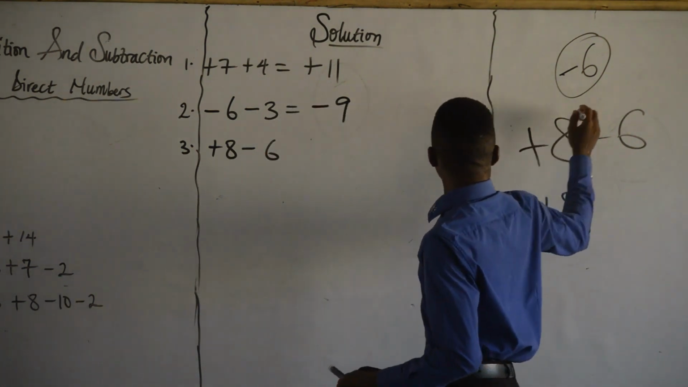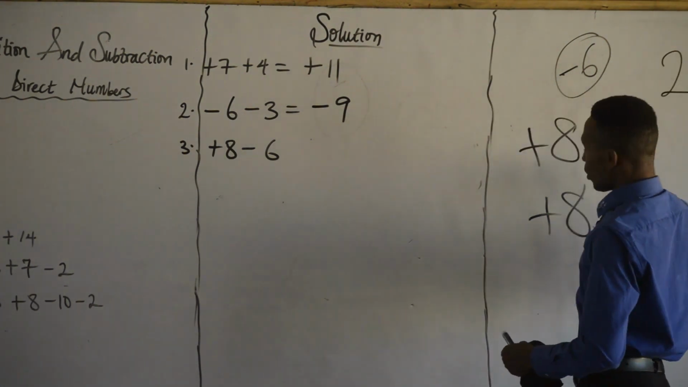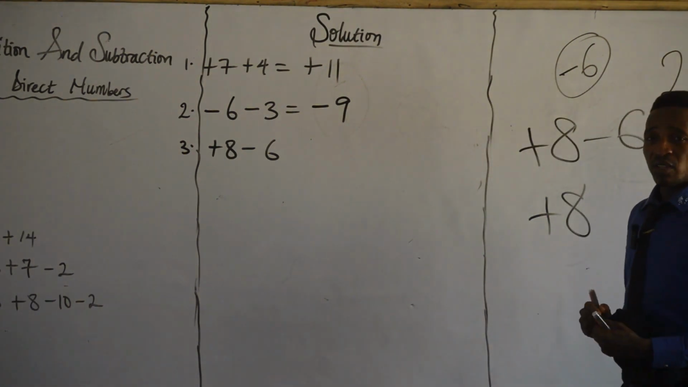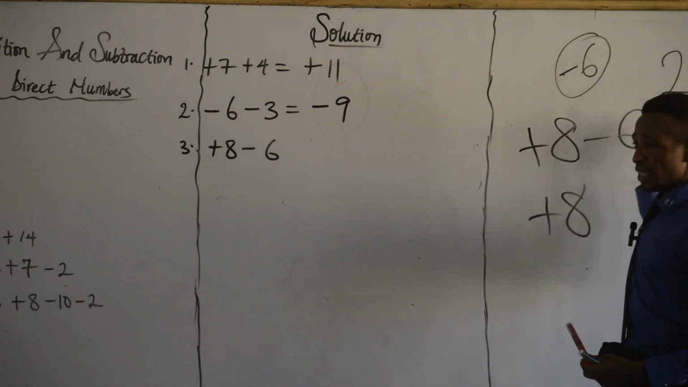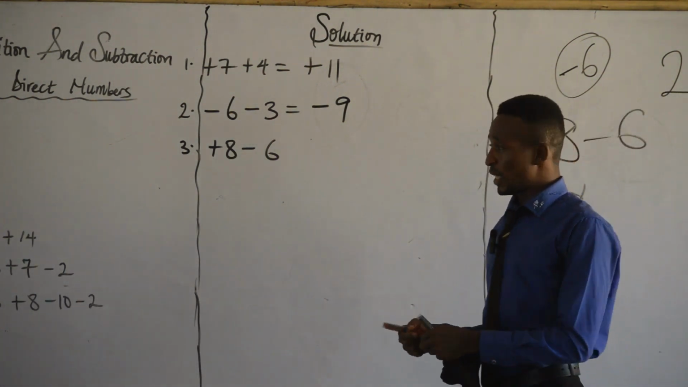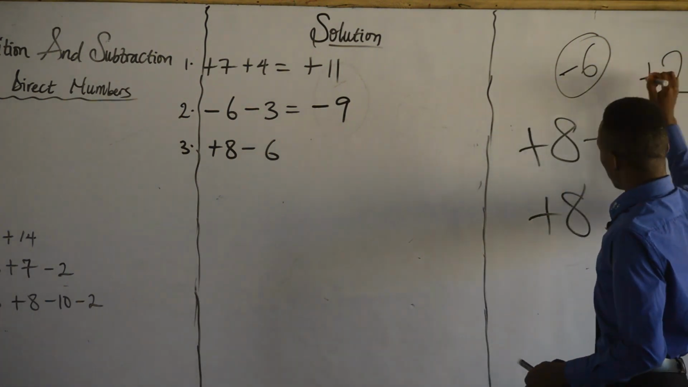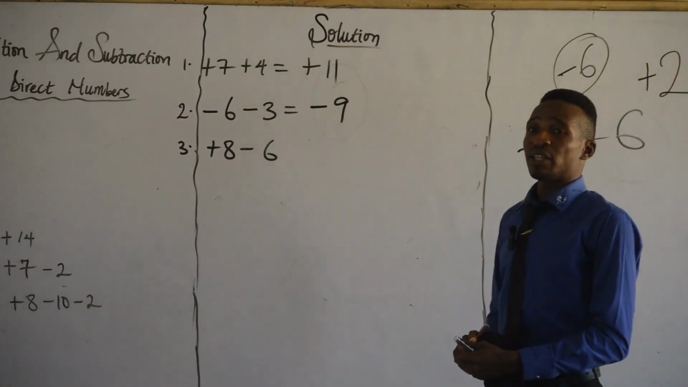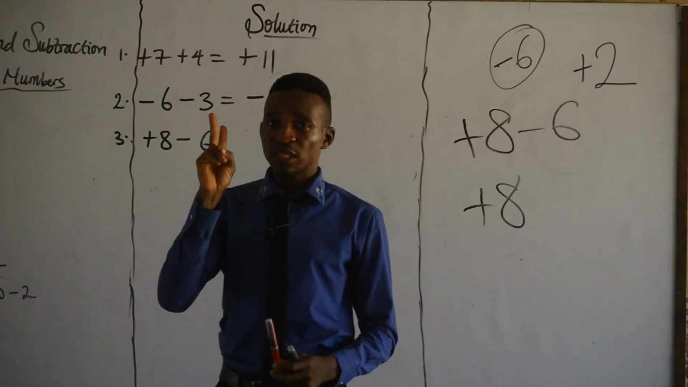Now, if you're having 2 naira with you, you just need to ask yourself, these 2 that you have, is it going to be plus or minus? Since I'm not owing the person again, the answer will be plus. So that means plus 8 minus 6 is going to give us plus 2.